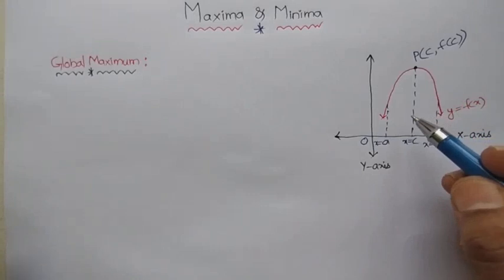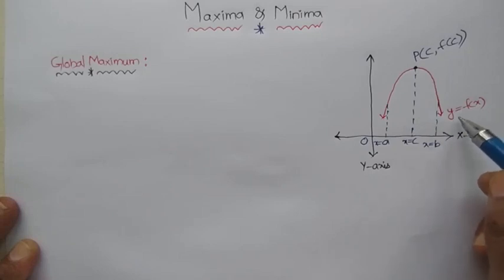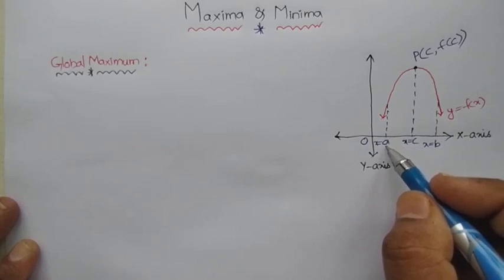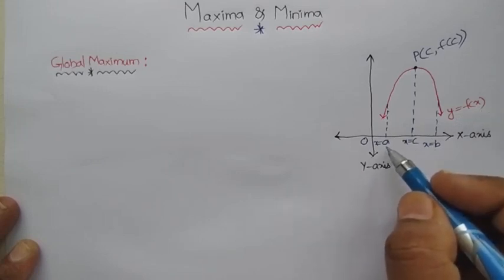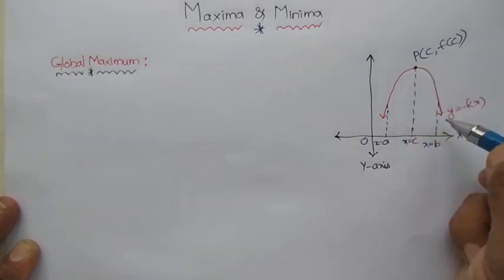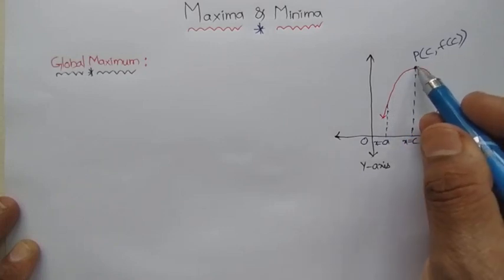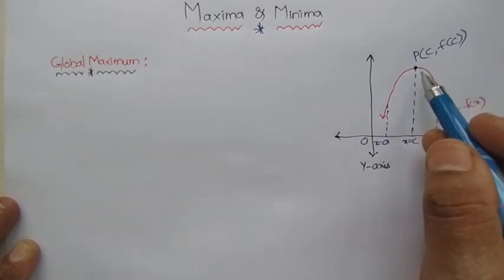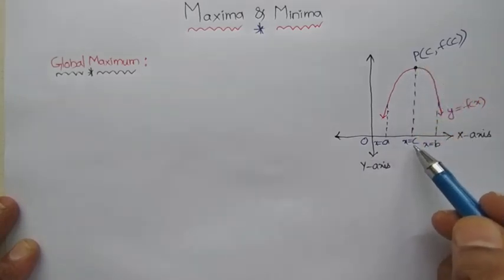Let us observe this curve y is equal to f of x. The curve y is equal to f of x is defined in the closed interval a to b. Okay, now the curve is like this. Now observe where the curve attains the maximum value. Let us observe this curve at this point P, where x is equal to c.